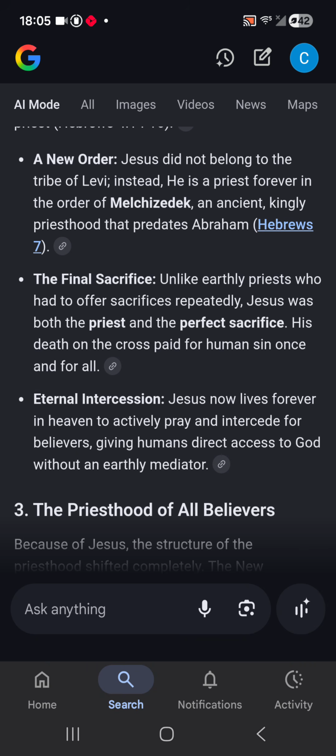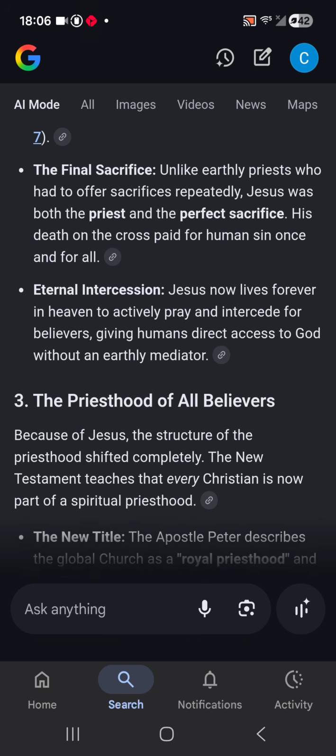Hebrews 7. The final sacrifice: unlike earthly priests who had to offer sacrifices repeatedly, Jesus was both the priest and the perfect sacrifice. His death on the cross paid for human sin once and for all. Eternal intercession: Jesus now lives forever in heaven to actively pray and intercede for believers, giving humans direct access to God without an earthly mentor.